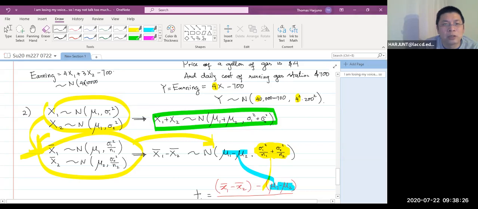Maybe I use parentheses. Plus 3 times, let's say, 7,000 gallons on average. Okay, minus 700. That's the mean, like that. So you can apply probability from there. And the variance also comes into play there.